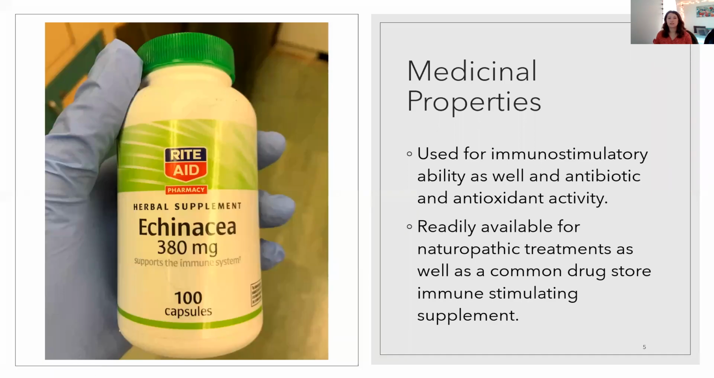Echinacea is modernly used as an immune support supplement, and so you can get it in any of your local drugstores or pharmacies. It's not a prescription drug, it's just an over-the-counter drug, but it is used commonly in naturopathic and holistic healing practices because the immunostimulatory properties make it very widely used across many cultures. So, it's commonly used by many people who just want that extra immune support.